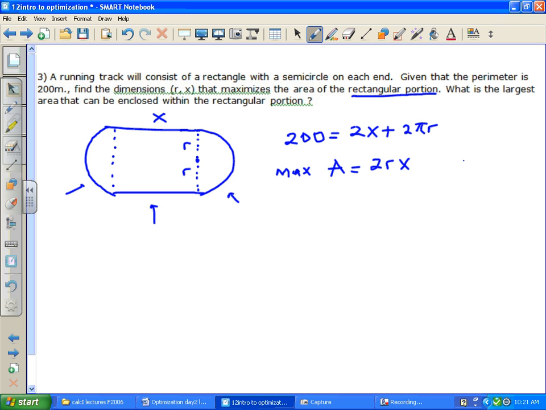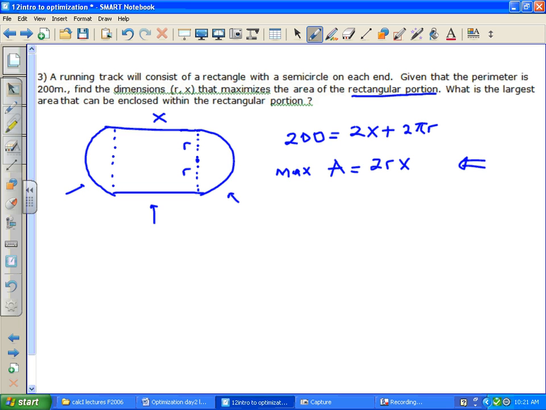This is the one we're going to write in one variable. This is the one we're going to differentiate, right? So we need to get rid of one of those variables. Which one would you like to get rid of? You really have a choice. I'm going to solve for x in the first equation. You could have just as easily solved for r. If you like to do it differently, we can check our answers at the end. I'm going to take that first equation and solve for x.